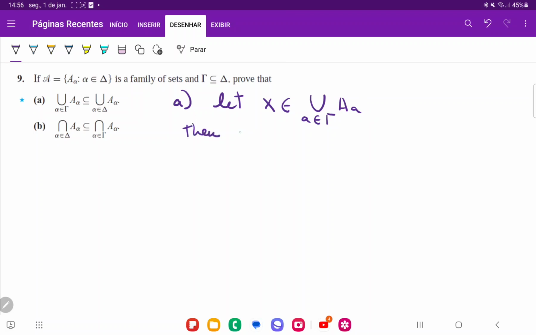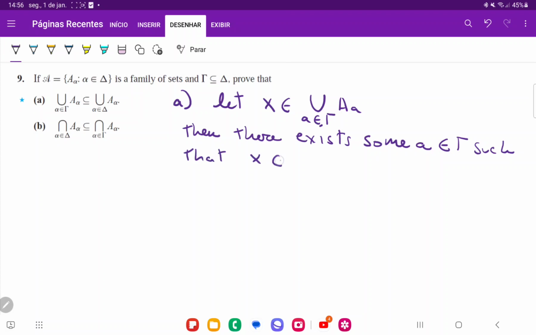Then there exists some A belonging to gamma such that X belongs to the set with that indexed A, right? And then we're going to say, note that gamma is a subset of delta. And so A must belong to delta. Because if A belongs to gamma and gamma is contained within delta, then A belongs to delta.